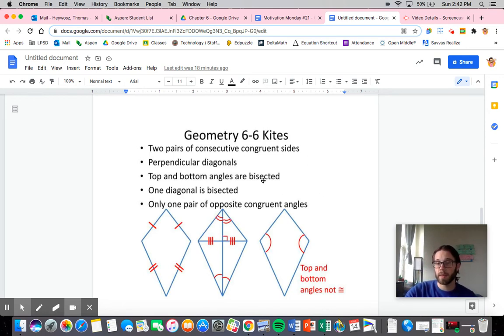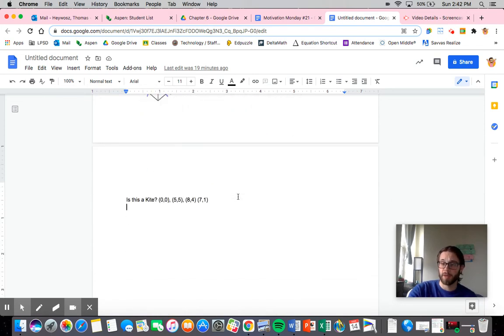We have perpendicular diagonals. Now you do need to be careful. We remember that certain diagonals in parallelograms are perpendicular, particularly the rhombus. So you do need to be careful, because if I just do that without showing that it's not a parallelogram, I technically haven't completed my piece of information, right? So you should always start off by showing that this is not going to be a parallelogram. So let me just confirm that, and I'll show you what I mean.